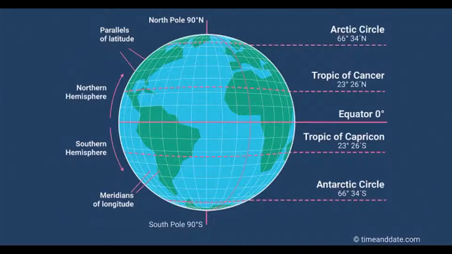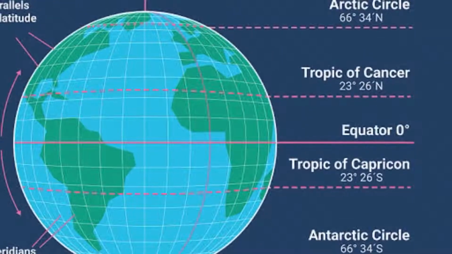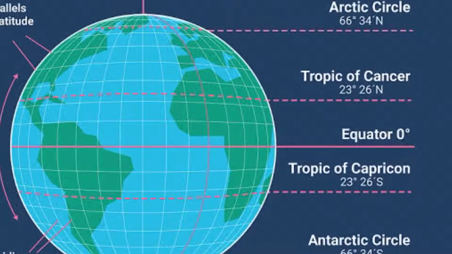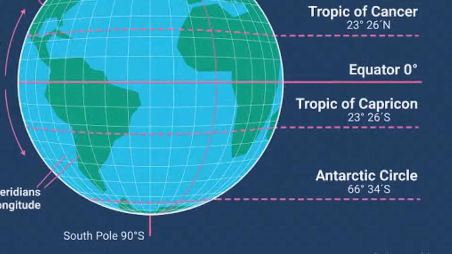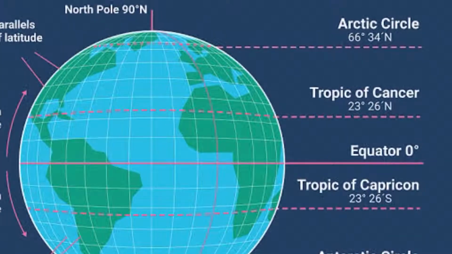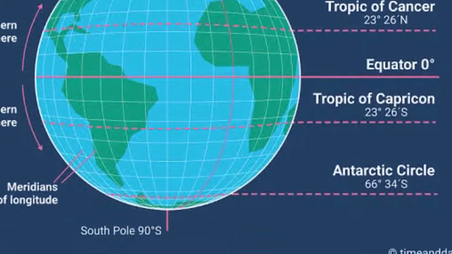Other important lines of latitude are the Tropic of Cancer, which is located at 23.5 degrees in the north. You can see 23.5. And the Tropic of Capricorn is at 23.5 in the south. The next one is the Arctic Circle, 66.5 in the north, and the Antarctic Circle, 66.5 in the south.